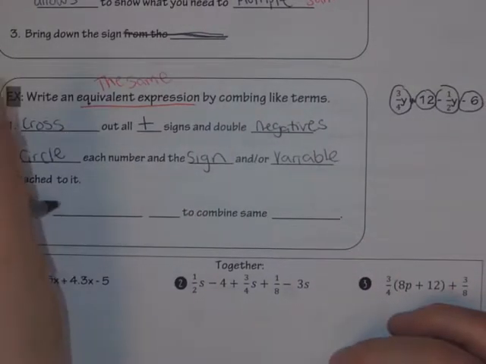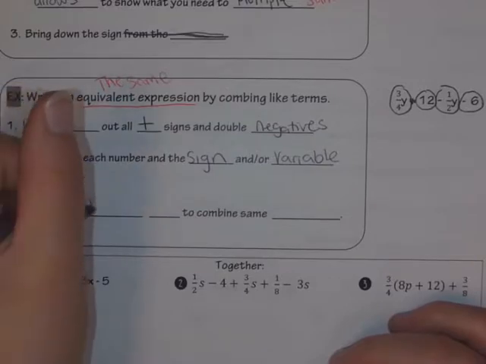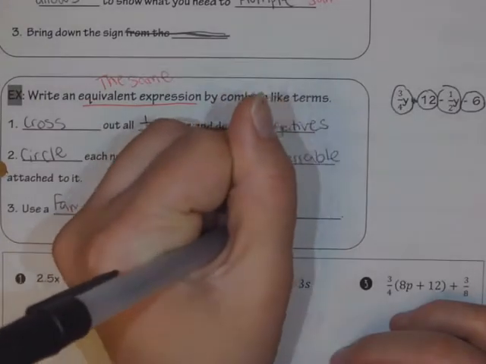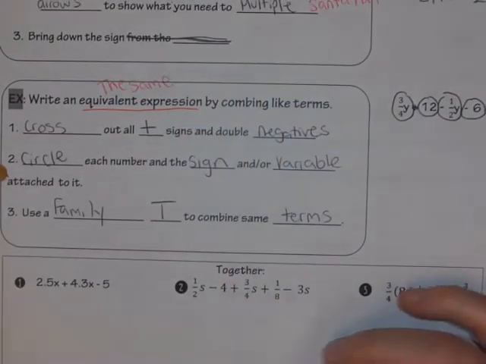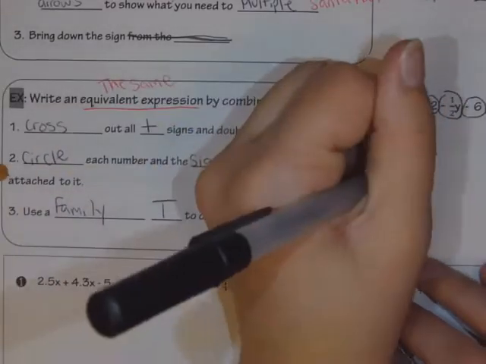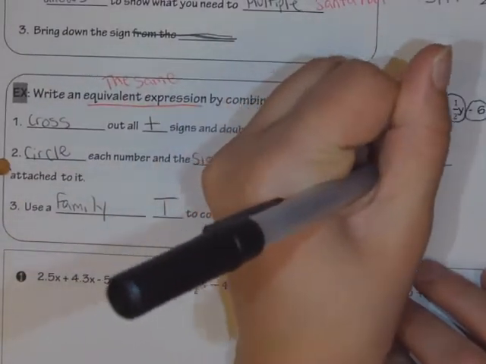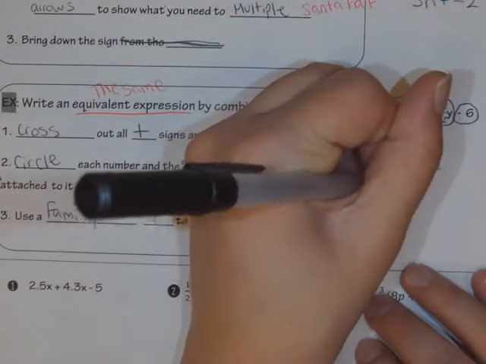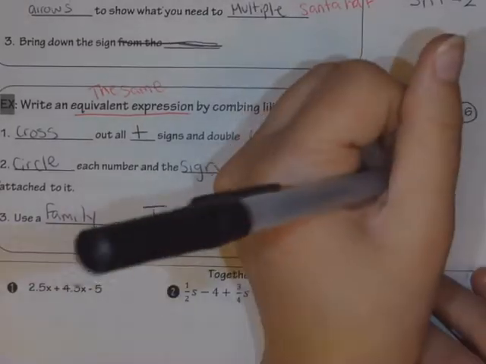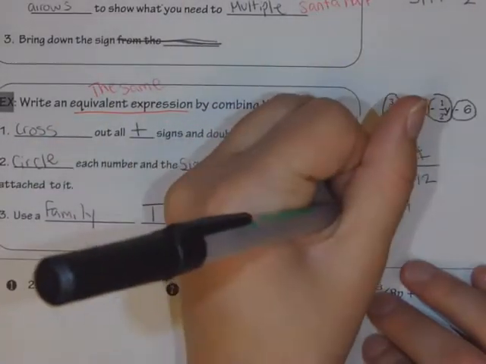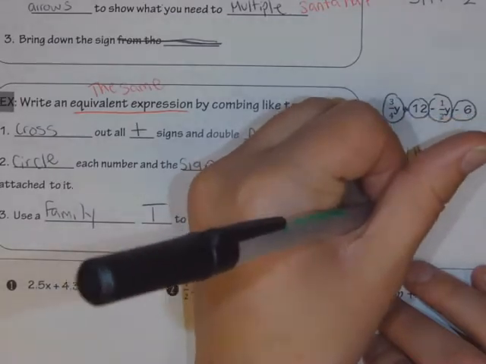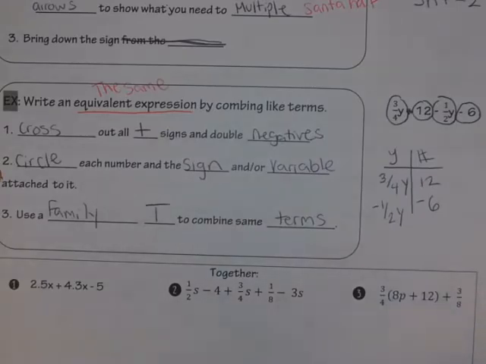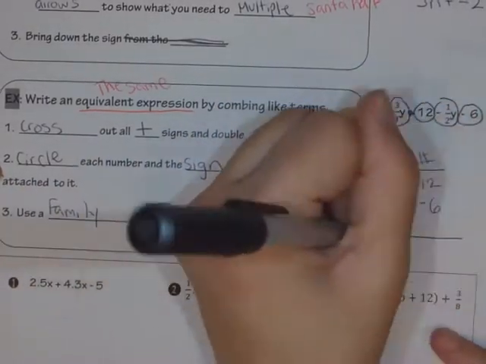And step 3 is to use a family T to combine the same terms. Family T. So we have our family T here. We have y's and whole numbers. We have 3/4 y. Don't forget your variable. 12. We have -1/2 y. And we have -6. Now, you are adding. Whenever you see a family T, you are adding these together.